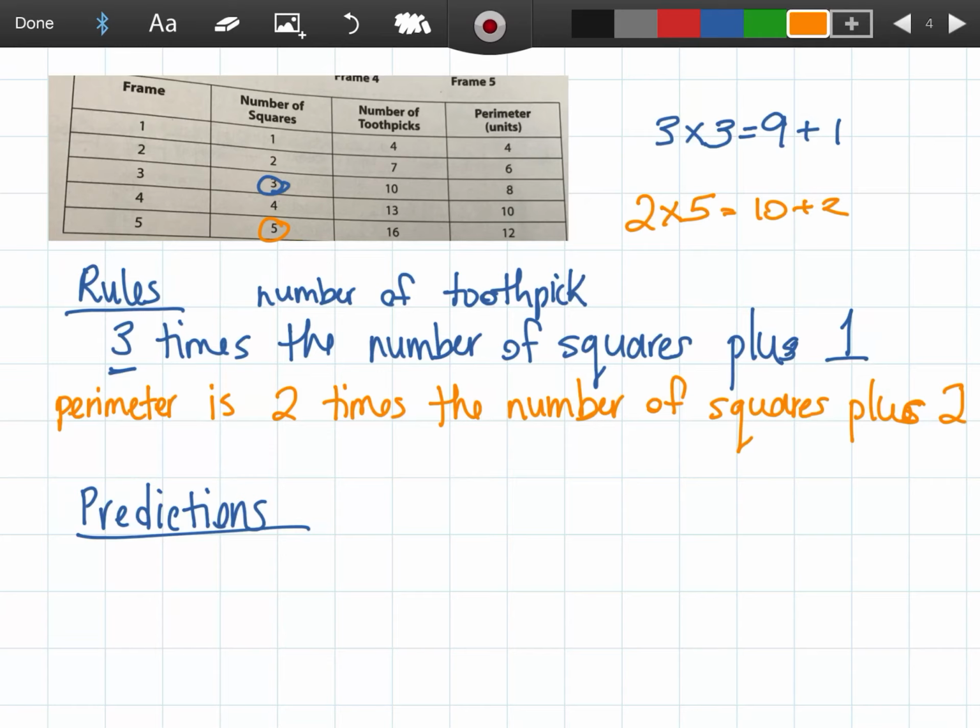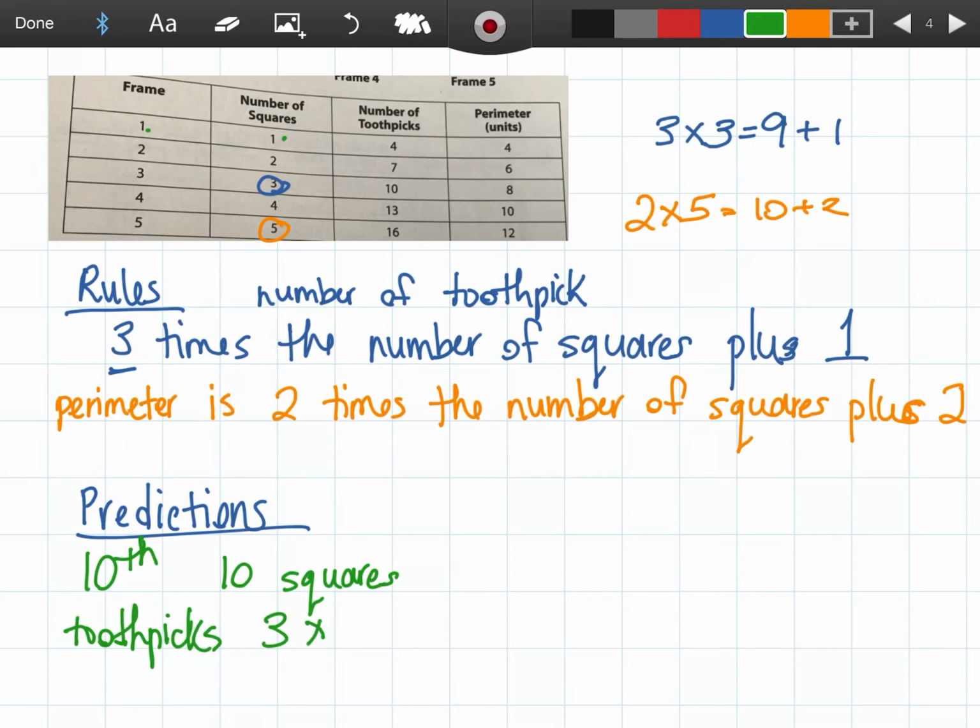For example, it might ask us to make a prediction of how many toothpicks are in the perimeter in the 10th frame. We know that the frame number matches the number of squares, so in the 10th frame there will be 10 squares. We can use that information with our rules. For toothpicks, we're going to take 3 times 10, because that's the number of squares, and add 1. 3 times 10 is 30, plus 1 is 31. So there will be 31 toothpicks in the 10th frame.